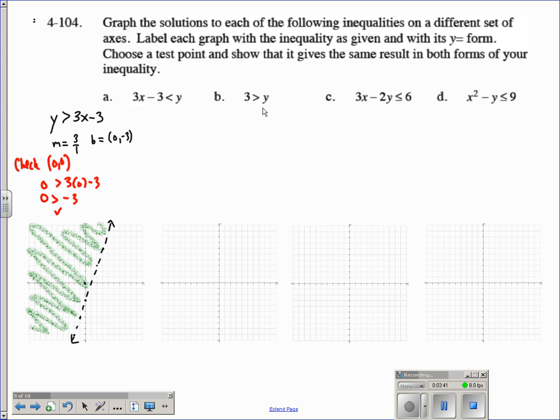Let's move on to B. Oh, I'm sorry. We're supposed to label these. Well, here you go. You have y is greater than 3x minus 3, and 3x minus 3 is less than y. There's your labels for that graph.